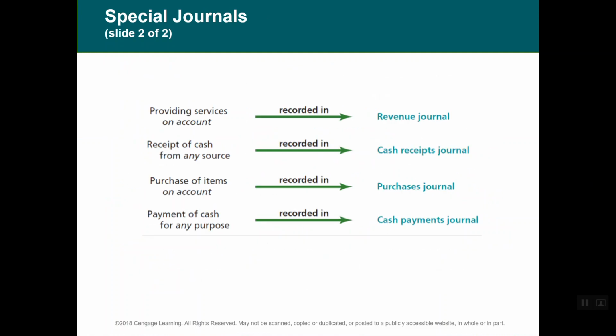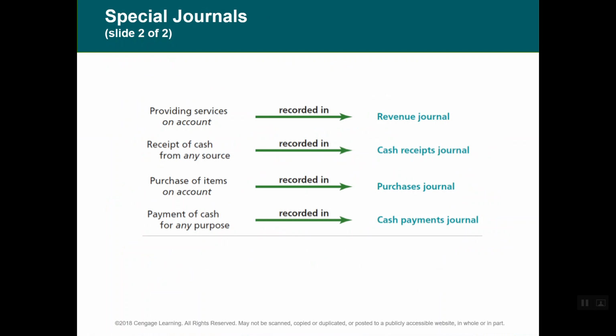So we have 4 special journals: a revenue journal, a cash receipts journal, a purchases journal, and a cash payments journal. Again, each one of our special journals is recording one type of transaction. Our revenue journal is only going to record services that we provide on account to our customers. My cash receipts journal is only going to record when my business receives cash for any reason. My purchases journal is only going to record when I have made a purchase on account. And our cash payments journal is only going to record anytime we've paid out cash for any reason.